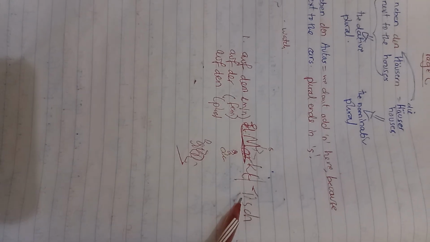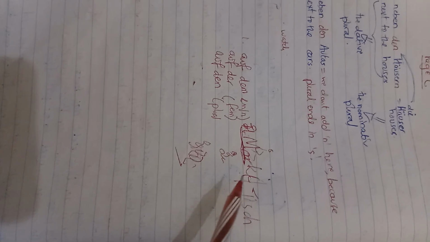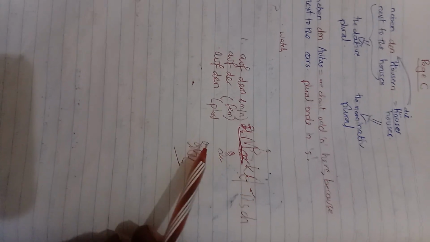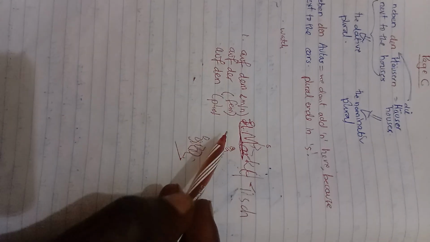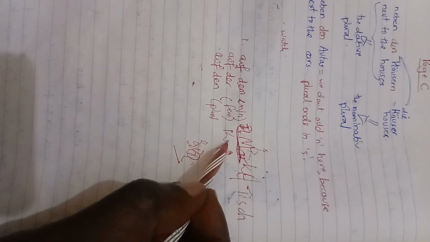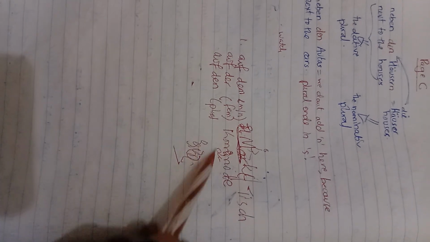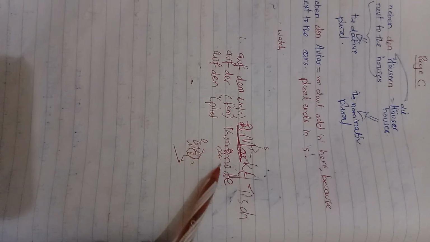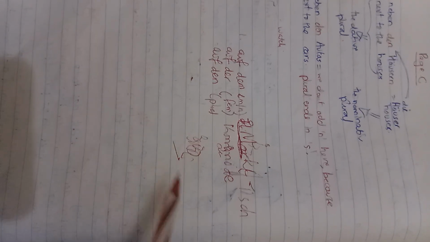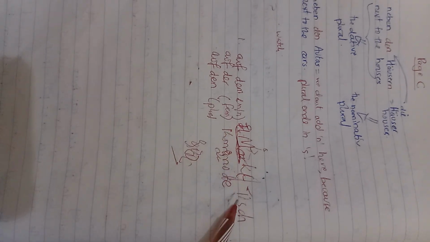Auf dem Tisch. So you have to know the gender, dear A1 students. Make sure you follow the lessons and review them so that you understand. And auf der. Auf der Kommode. Kommode is a German word for chest of drawers, a feminine noun. So auf der Kommode. On top of the chest of drawers. Auf dem Markt. Auf dem Tisch.